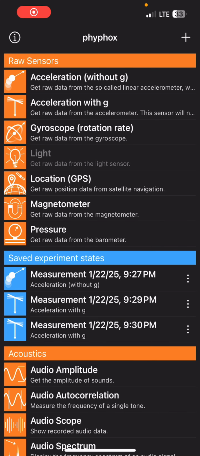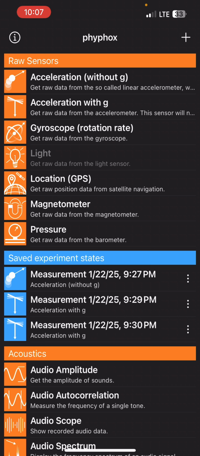Hello, everybody. Have you ever wondered if your phone could double as a physics lab? Well, with an app called Phyphox, it can. Today, I'm going to show you how this app works, its features, and how it lets you explore physics concepts like acceleration and motion with just a smartphone.